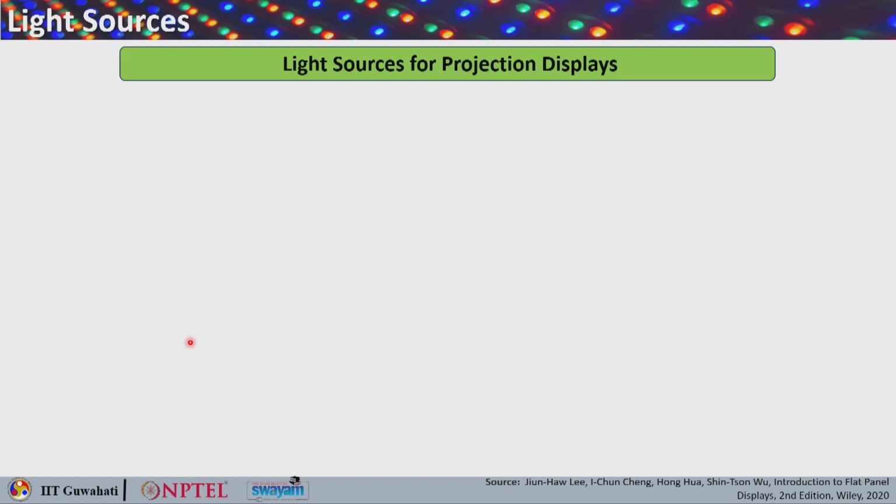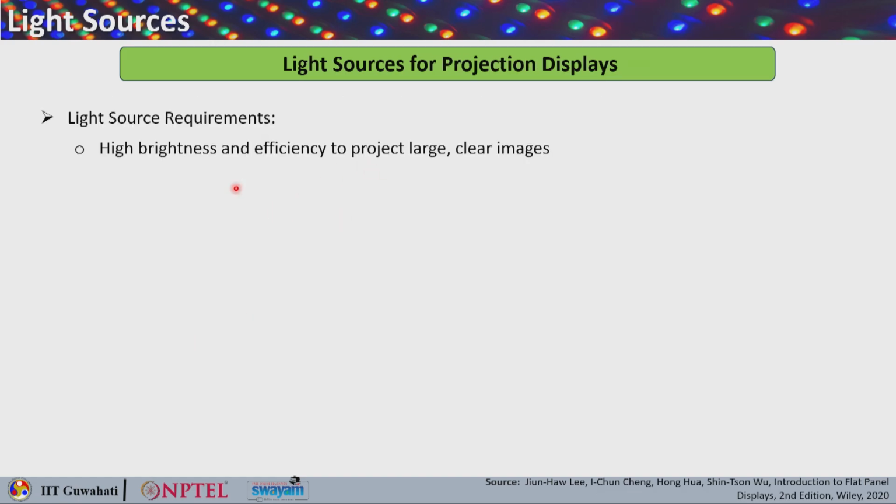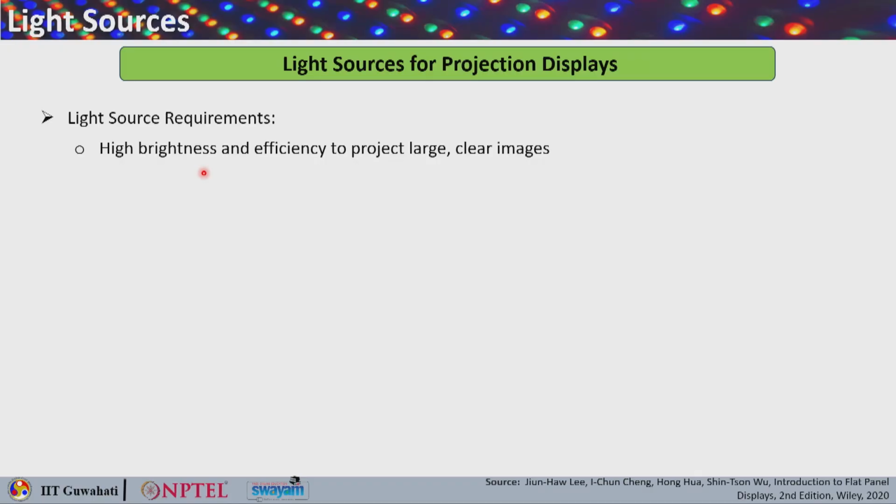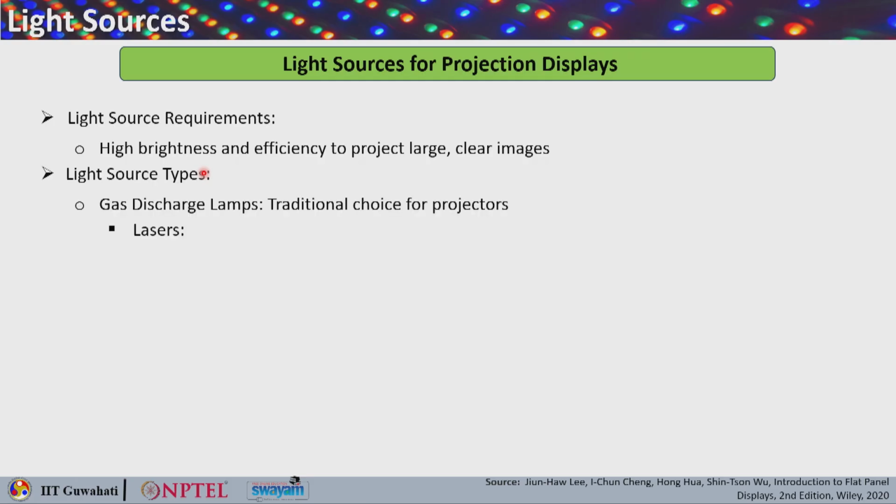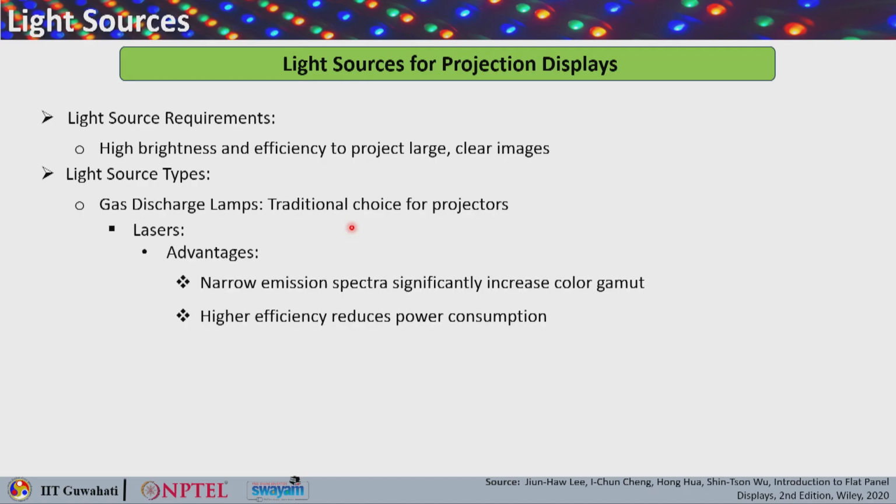Next, we will look into the light sources for projection displays. So, what are the requirements in this case? You require high brightness and efficiency to project large and clear images. So, what are the different light source types used for projection display? The first one is gas discharge lamp. These are basically the traditional choice for projectors.